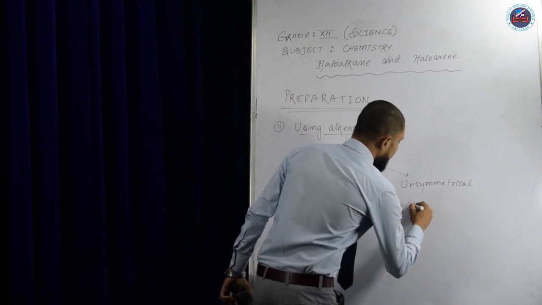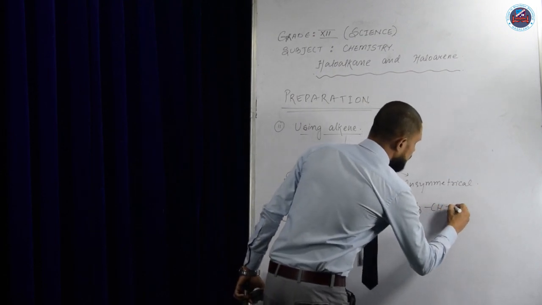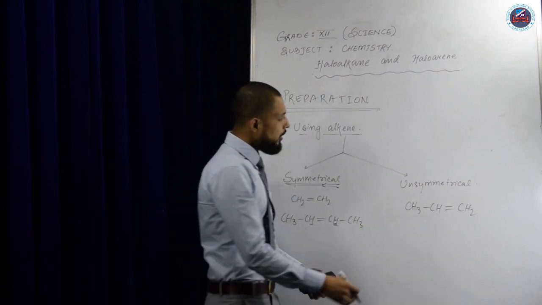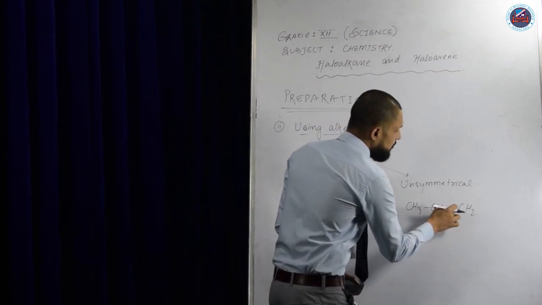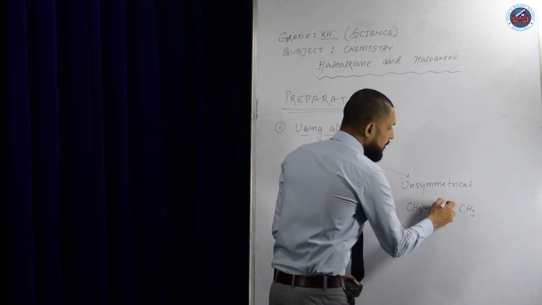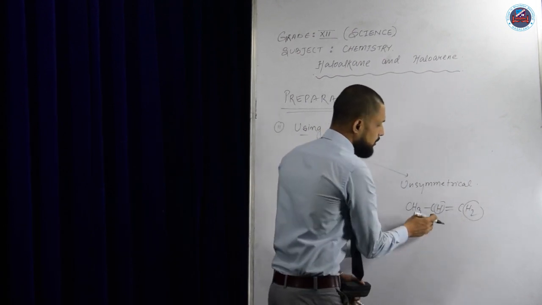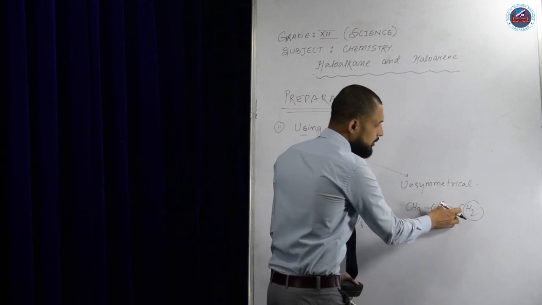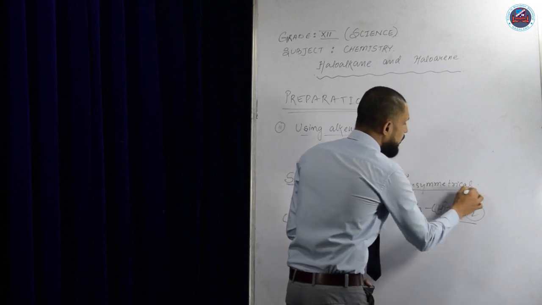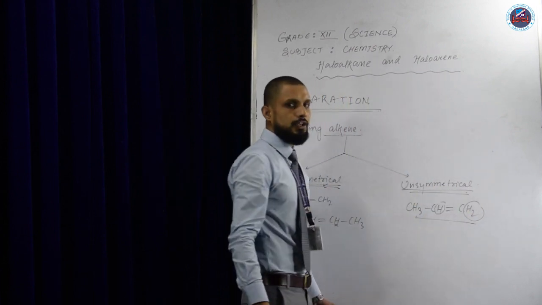Whereas if you take CH3 CH double bond CH2, this is propene. And here, the carbons forming the double bond, carbon 1 and carbon 2, have unequal number of hydrogen. This carbon has 1 hydrogen, this has 2 hydrogen. So therefore, this is an example of unsymmetrical alkene.